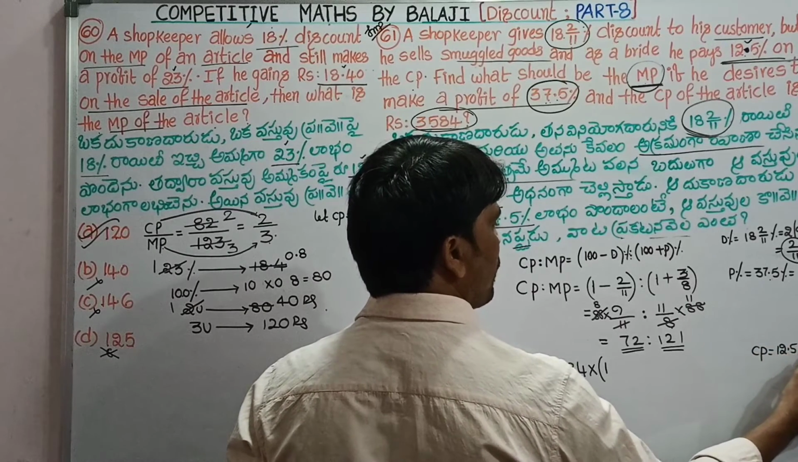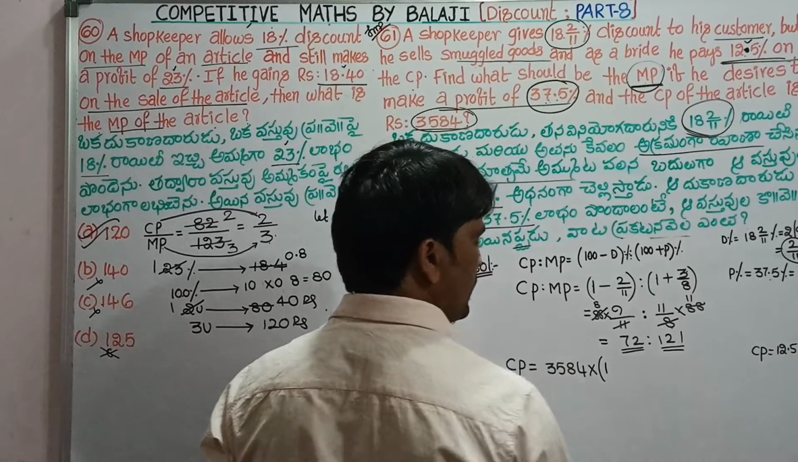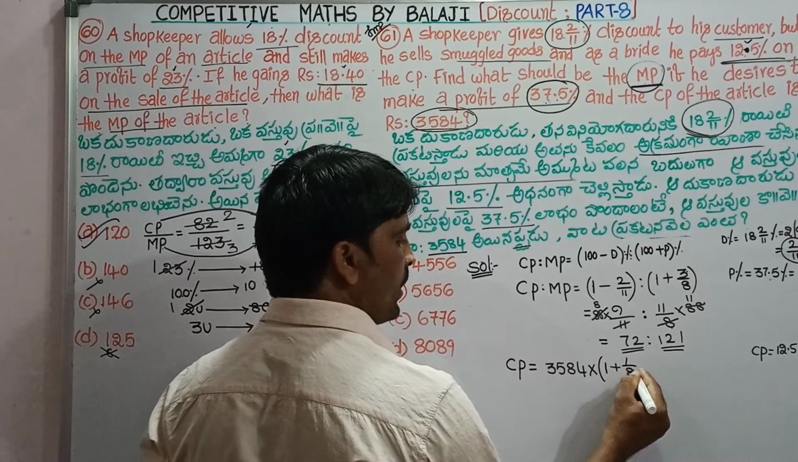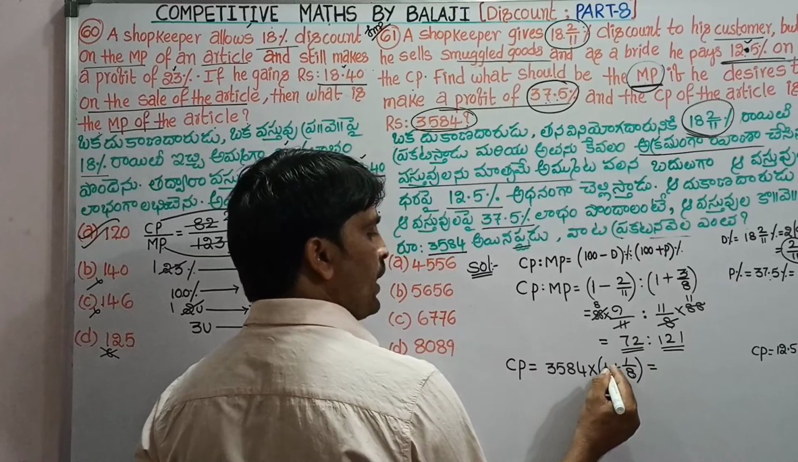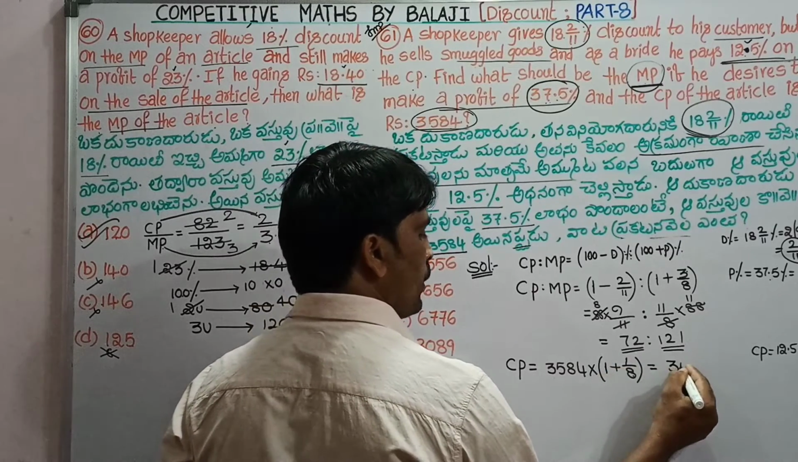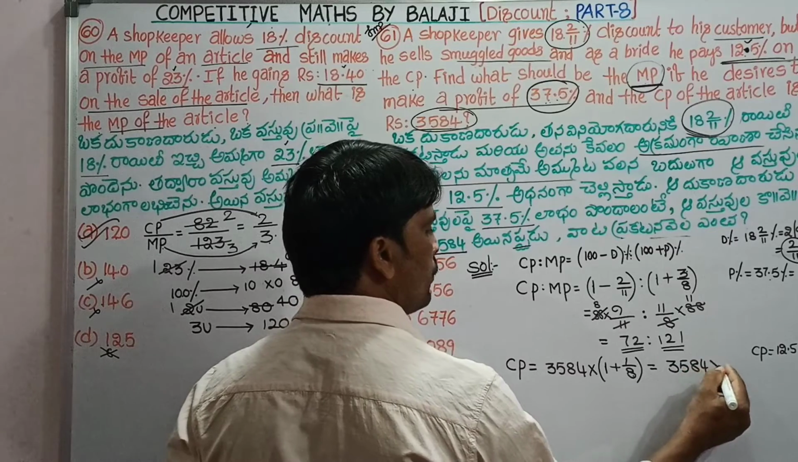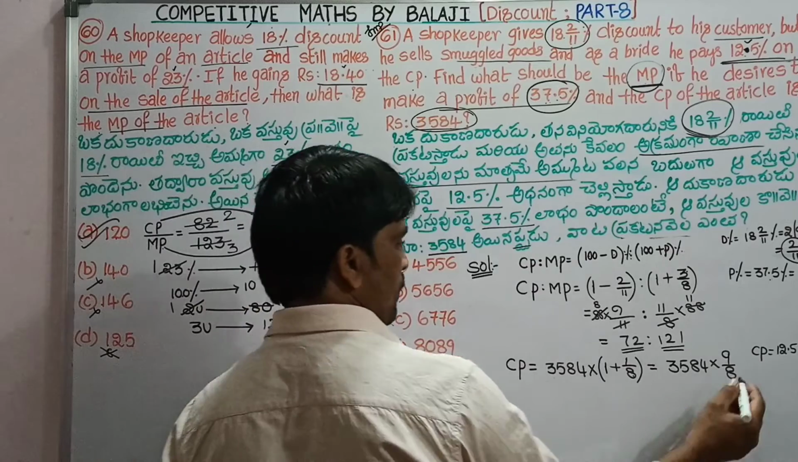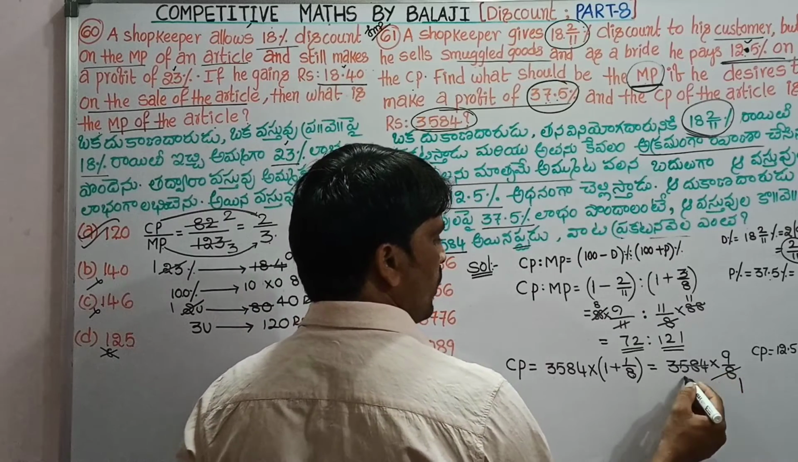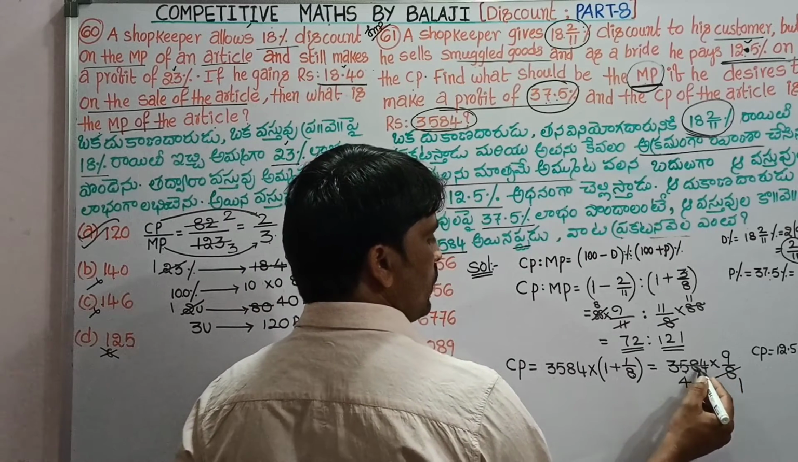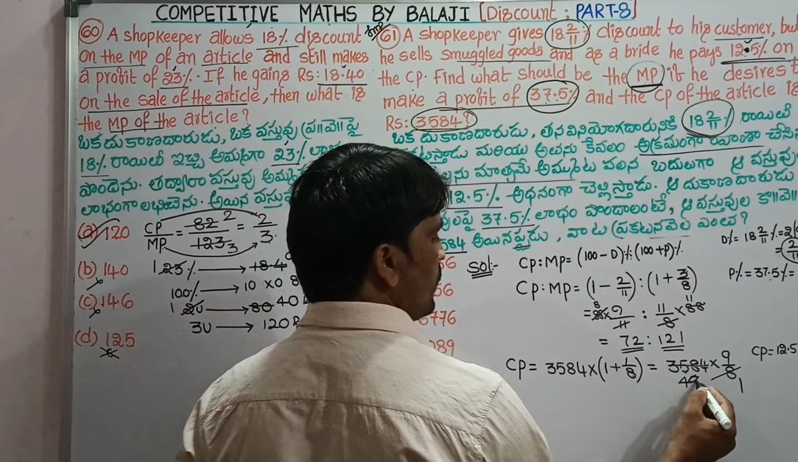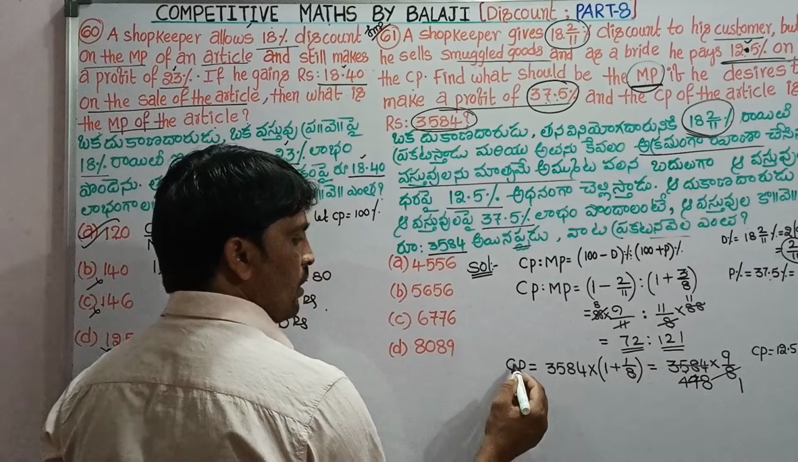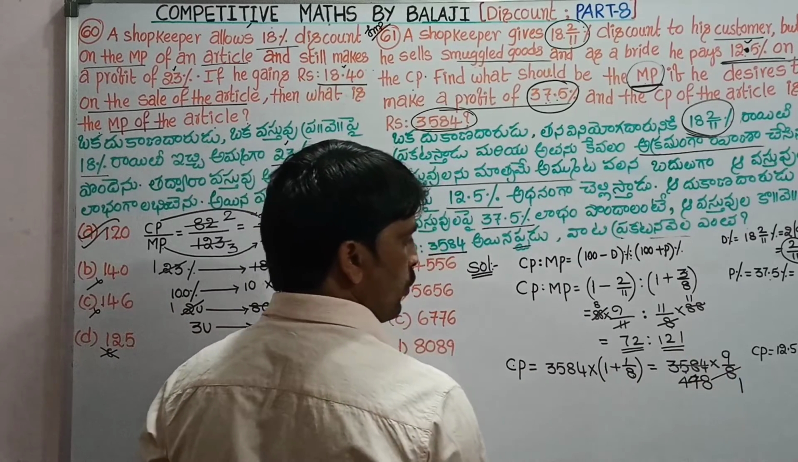Since the cost price increased by 12.5%, the fraction value of 12.5% is 1 by 8. So the actual cost price is increased by 1 by 8. That is, 8 ones are 8 plus 1, 9 by 8. 3584 into 9 by 8 times is the actual cost price. 8 fours are 32. Again 8 fours are 32 and 8 eights are 64. So the cost price is 448 into 9 rupees.